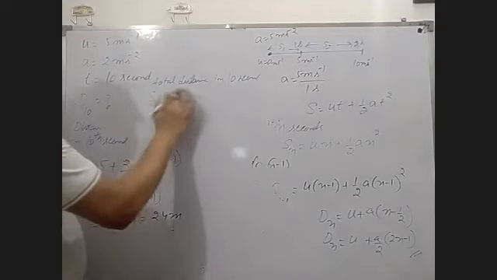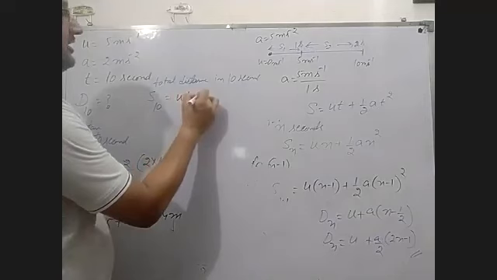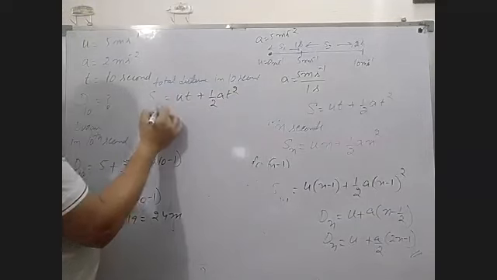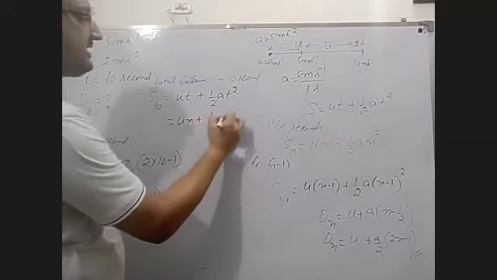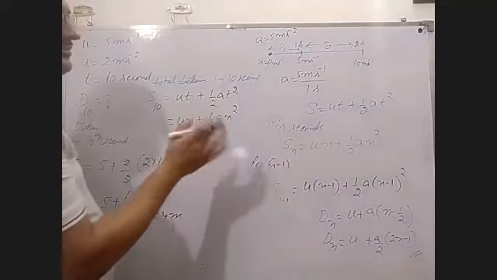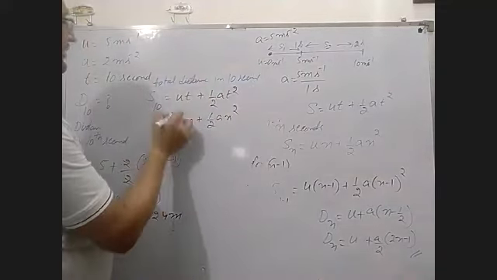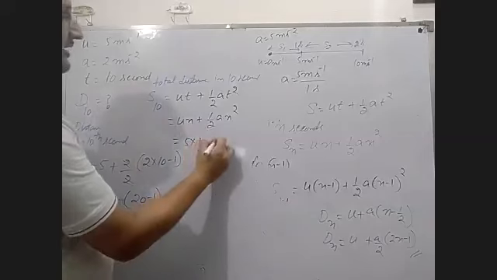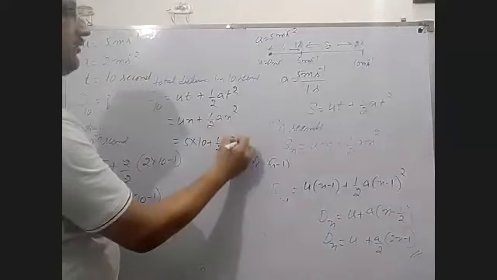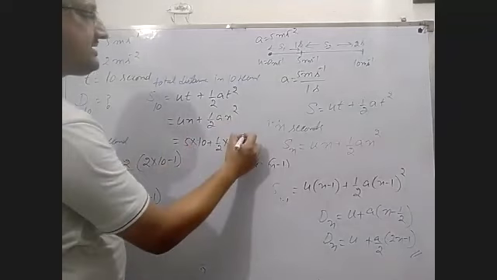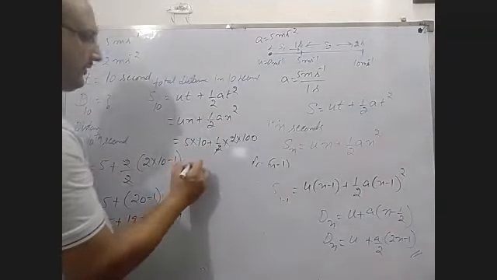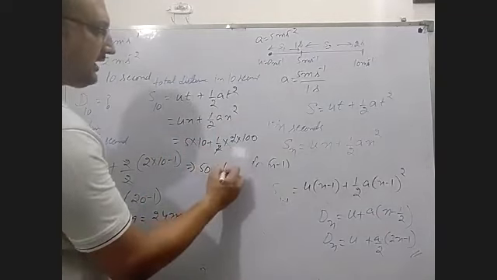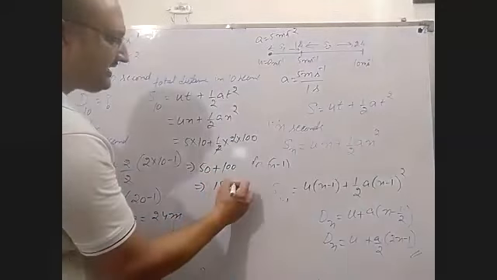But what is the total distance in this case? This is the formula, but in case of n, you have to take the formula in this way, or you can take this one also. What is the value of u? 5 into n, which is 10, plus 1 by 2 a n square. What is the value of a? 2. What is the value of n? 10. 10 square is 100. 2 and 2 cancel. 5 tens are 50 plus 100. Total distance covered in 10 seconds is 150 meters.